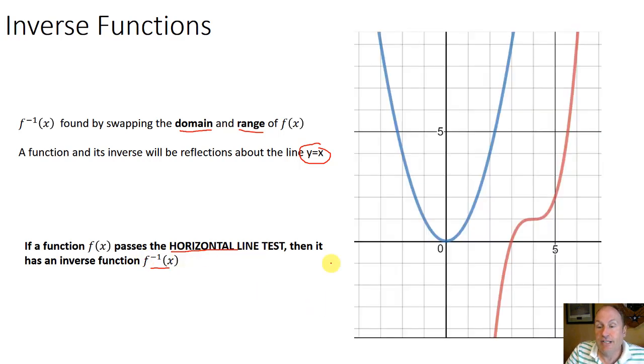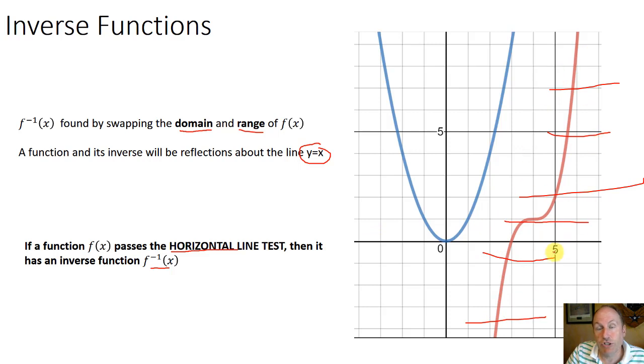Let's take a look at an example and non-example. So this red function here, which is some variant of the cubic function, passes the horizontal line test. In fact, it never hits more than 1 point horizontally. It looks like it does here, but it's only hitting 1 point everywhere.